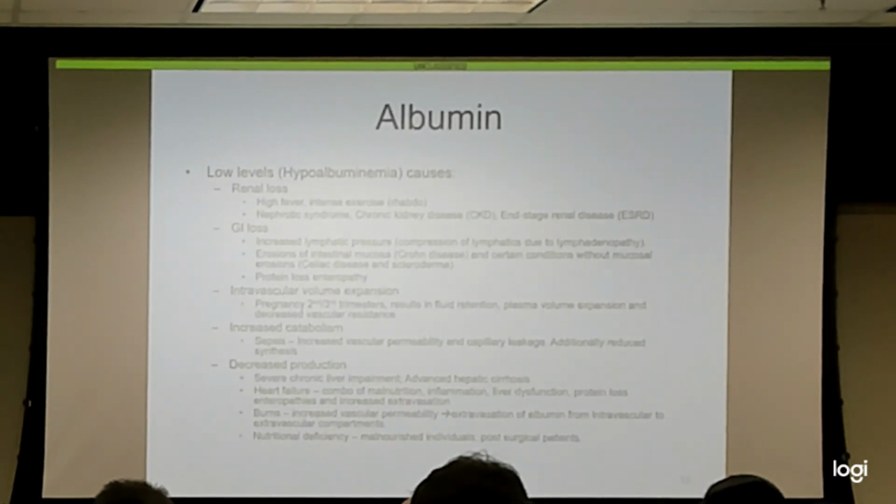Increased catabolism: in sepsis, I'm going to start metabolizing that albumin, and then I get capillary leakage, plus reduced synthesis because my liver is failing. So I've got multi-system organ failure, and decreased production. That includes severe chronic liver impairment or advanced hepatic cirrhosis, and heart failure. When you have heart failure, I have a combo of malnutrition, inflammation, liver dysfunction, protein-losing enteropathies, and increased extravasation. So everything kind of leaks out in the periphery.